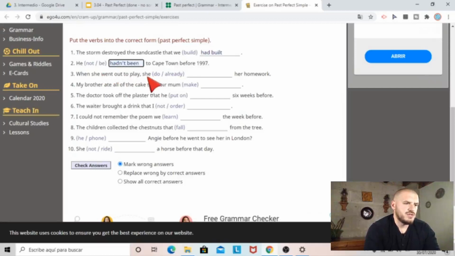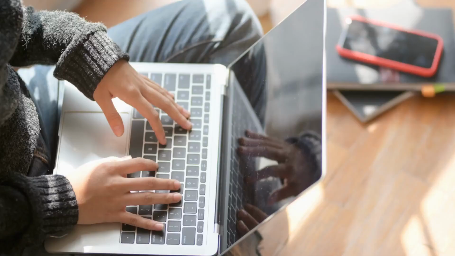She went out to play. She do already her homework. Okay, so already is going to go between the two parts. She had already done her homework. Finish the activity and I'll see you in a moment.